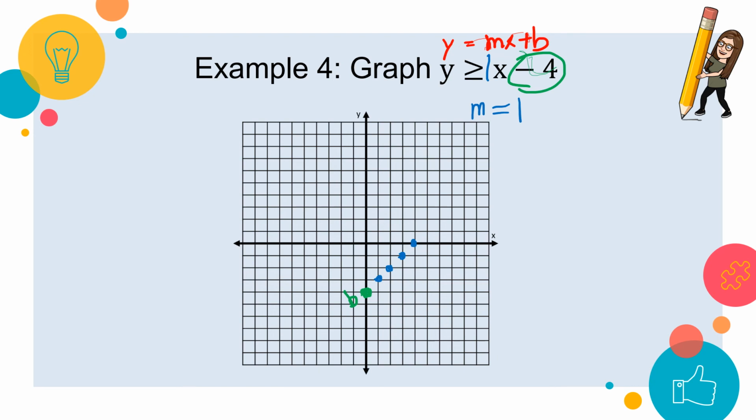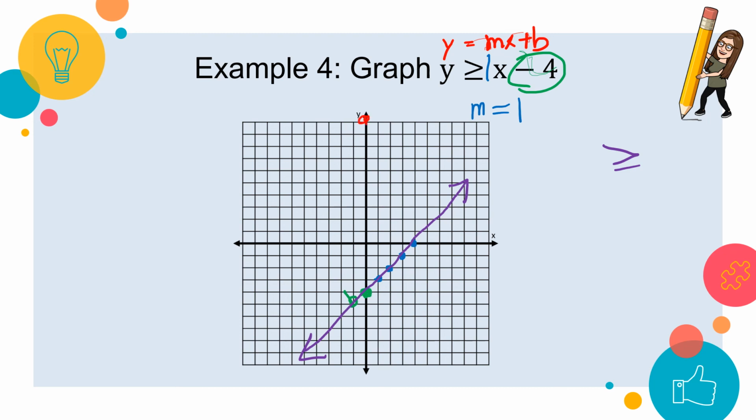Now this one, the symbol is greater than or equal to. So because it's or equal to, that's going to be a solid line with arrows on the end. And now we need to shade. Well, let's use a test point. I'm going to use a different point to show you how that works. You can use 0, 0, but let's try a different one.